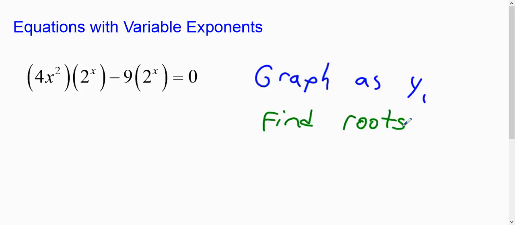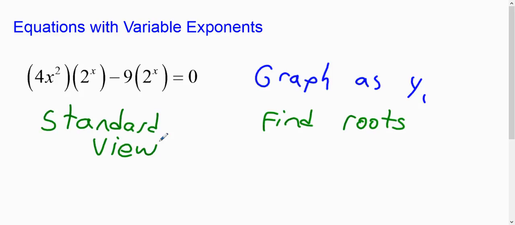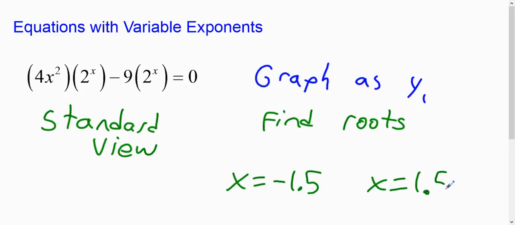On a Casio, that's by selecting G-solve root. And you should see a couple of them. Make sure you have a standard viewing window. You should see there's 2 answers. Go on your calculator, G-solve root, and you get 2 answers. You get x equals negative 1.5 and x equals positive 1.5.